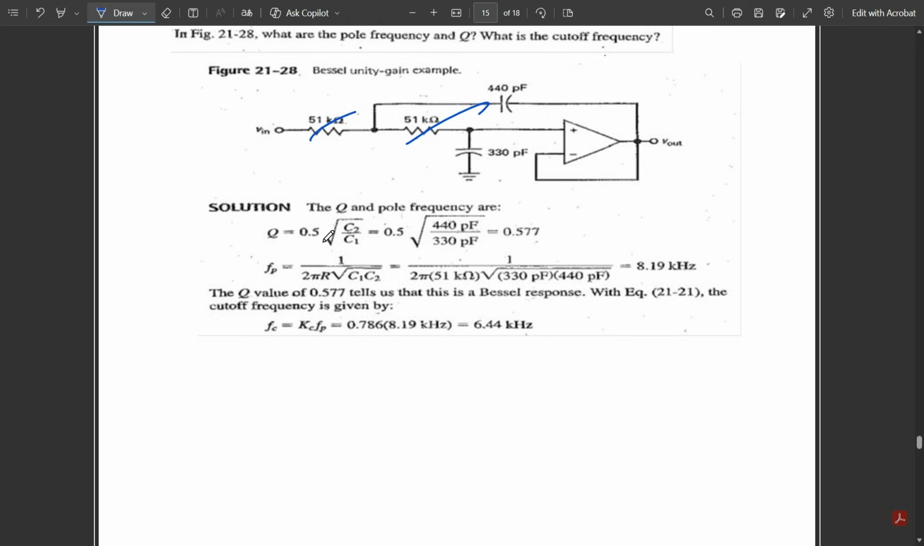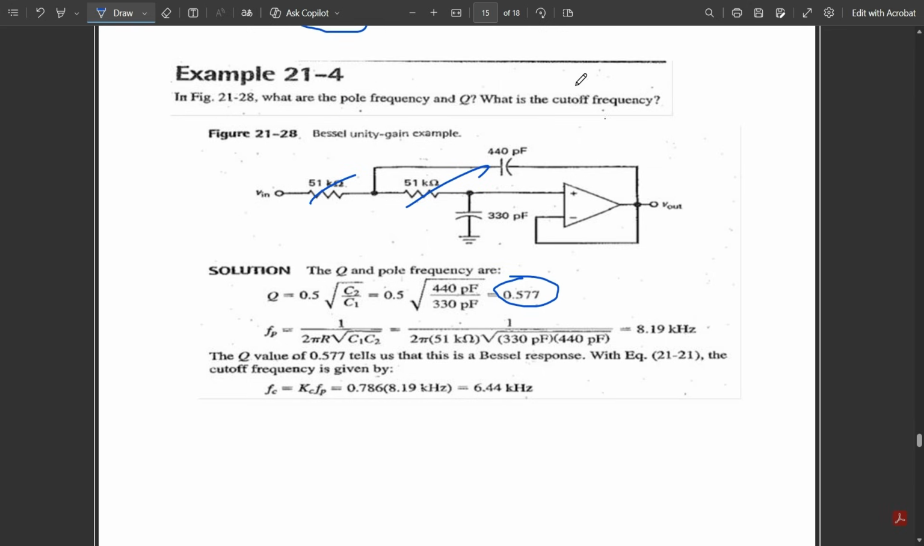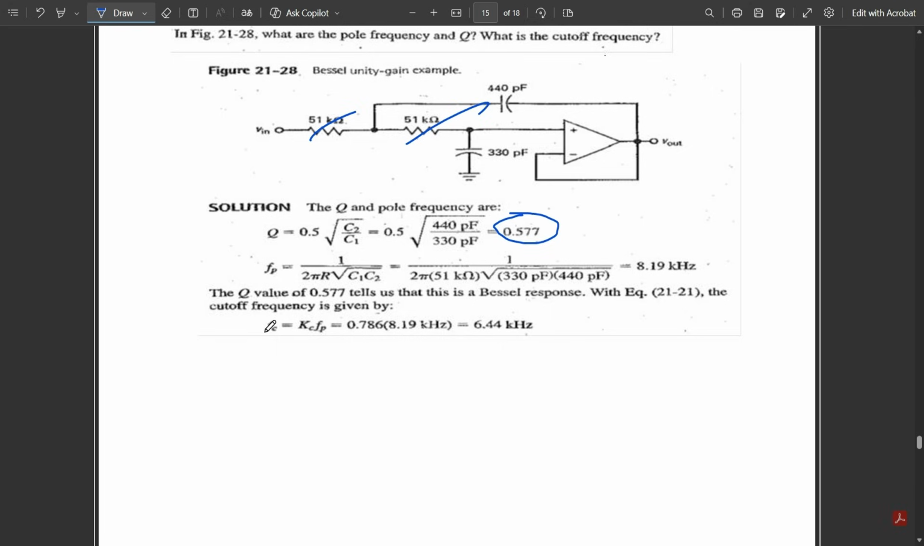First the Q value, that is 0.5 into square root of C2 by C1, 0.5 into square root of 440 picofarad divided by 330 picofarad. The picofarad terms get cancelled. If you solve square root of 440 by 330 into 0.5, you would get the answer as 0.577. If we get this answer, we know that this Q value is a constant value. If we get 0.577, it is automatically a Bessel filter. And for that Bessel filter, the cutoff frequency coefficient Kc value is 0.786. With respect to that you can calculate the cutoff frequency.